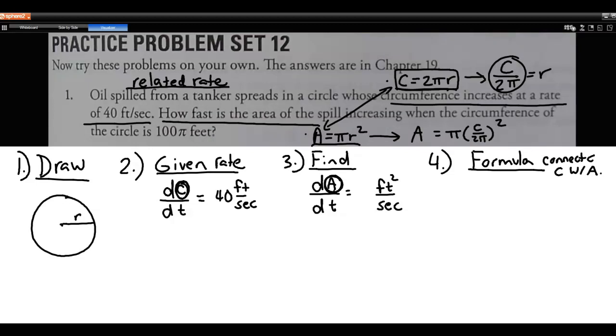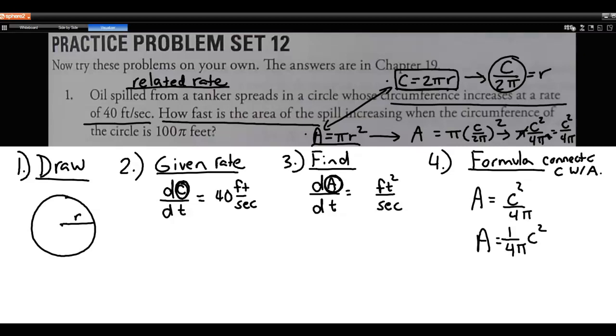First of all, if you square the part in the parentheses, you're going to end up with C squared over 4 pi squared, and then this pi is going to cancel out one of the pi's on the bottom, so you're going to be left with C squared over 4 pi. So the formula that we're going to use is area equals C squared over 4 pi. Now I'm going to rewrite it a little bit also like this, just so it's a little less awkward to use, because that 1 over 4 pi is really just going to be a constant multiple, and that's going to be helpful to have it written like that for our next step.